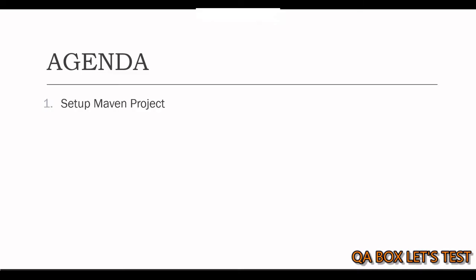In this video, we are going to set up a Maven project. As you know, Maven is a build automation tool used primarily for Java projects. It addresses two aspects of building software. Number one, how software is built. Number two, it manages all the dependencies of the project.